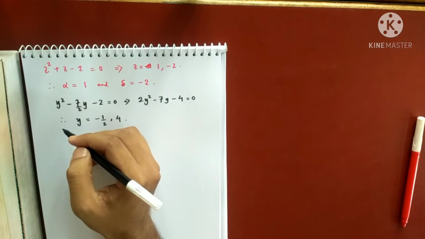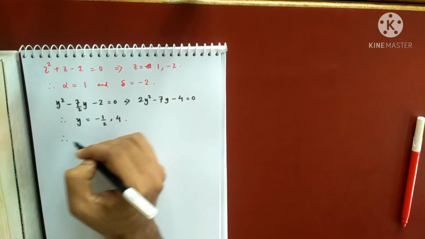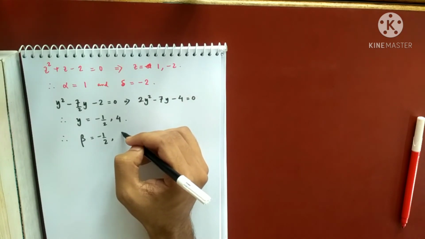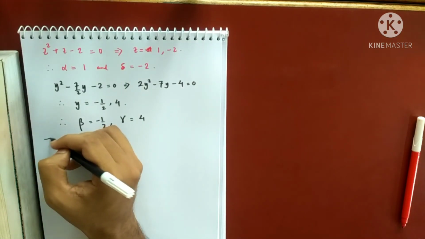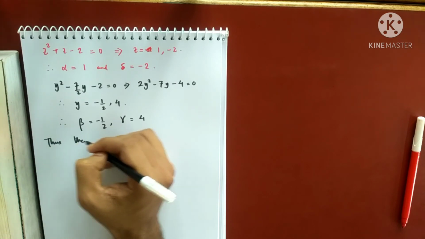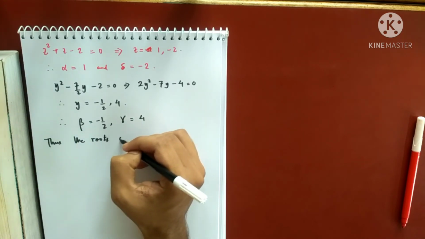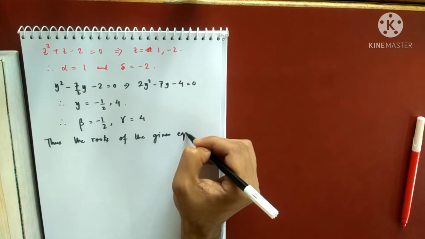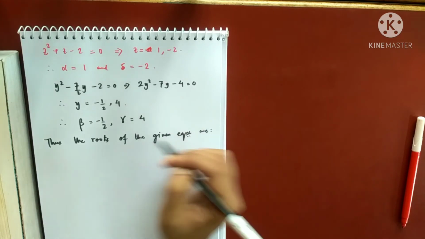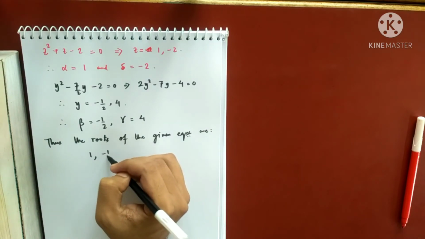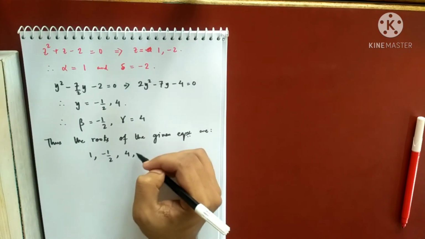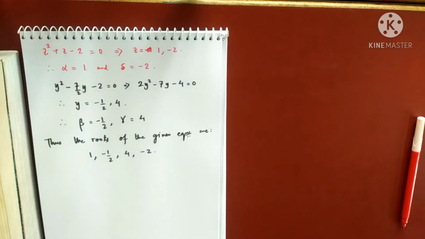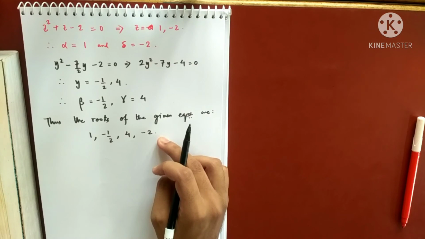So one of the roots is beta and another root, gamma, is 4. Thus the roots of the given equation are alpha, beta, gamma, delta. These are the roots. As you can see, they are not arranged in GP.